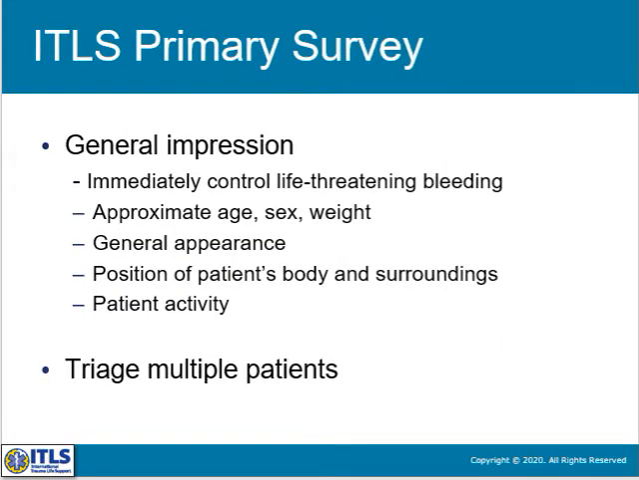General impression. This is where you're going to find your immediate life-threatening bleeds, and you're going to take control of those, and then you're also going to get your appropriate age, patient sex and weight, and your general appearance or general impression of the patient, how they're positioned, like I said earlier, if their airway is compromised or whatnot. It kind of gives you an idea of what happened with the patient. And in their activity, are they making purposeful movements, or are they completely unconscious? And if you have multiples, just remember triage, and those are all delegated treatments.